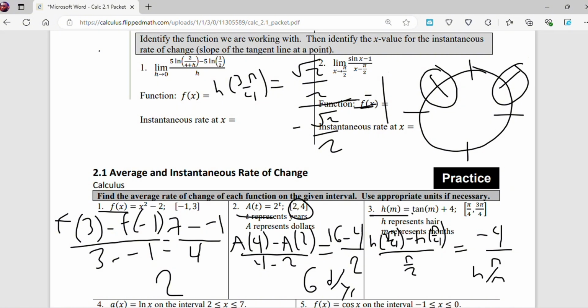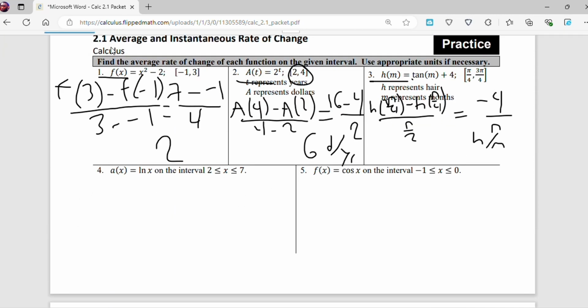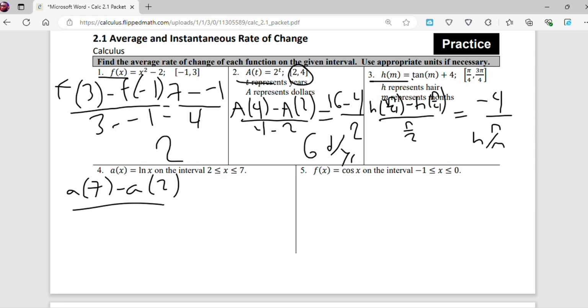Hair per month. We have that unit there, right? Okay. ln x is our function from 2 to 7. And I'm going to start trying to cut down on the work so we can save some space and just overall make this faster. So we know b minus a is 5, right? 7 minus 2 is 5.